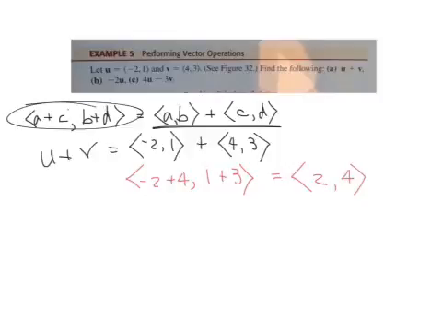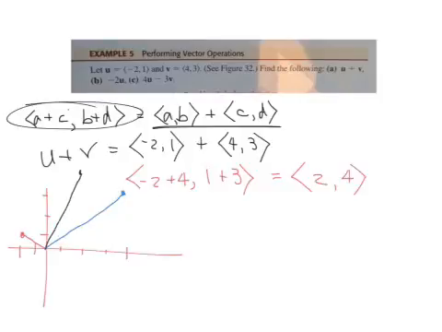So if we were to look at this, we've got our u going -2, 1, so it's going over about right there. And then we've got our v going at 4, 3: 1, 2, 3, 4, 1, 2, 3, over about there. Okay, and we're adding those up, and what do we get? We get 2, 4: 1, 2, 3, 4. We get something about right there when we add those.